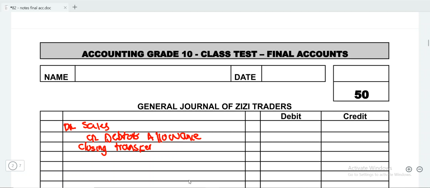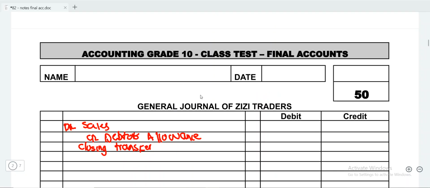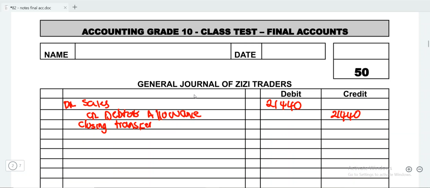So we are going to check it here, and then the amount according to here, the amount for the debtors allowance is 21,440. So which means that 21,440 will come here. So say debit by 21,440 and then credit by 21,440, and then this is the step. You are now done with this, and then from there, the next step that we are going to do, we are going to close off our sales to trading account.